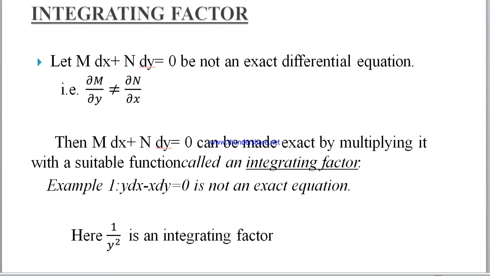So this equation is non-exact. We have 5 methods to solve a non-exact differential equation by multiplying with a suitable function that is called an integrating factor. So here the example is y dx minus x dy equal to 0, which is not an exact differential equation. So how to get that it is not exact? Here M is equal to y, N is equal to minus x. ∂M/∂y value is 1, ∂N/∂x value is minus 1. So both are not equal.